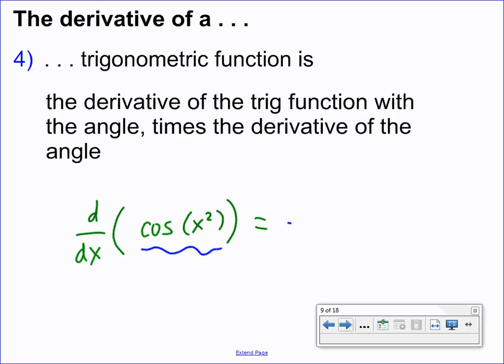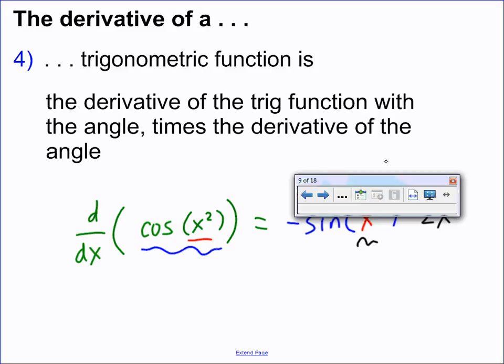Cosine differentiates to opposite of sine with the angle, and then times the derivative of the angle. The derivative of my angle, x squared, is 2x. And this way you can see your words.